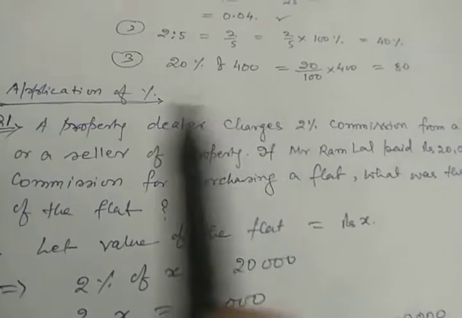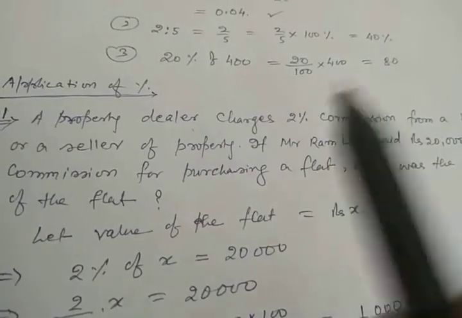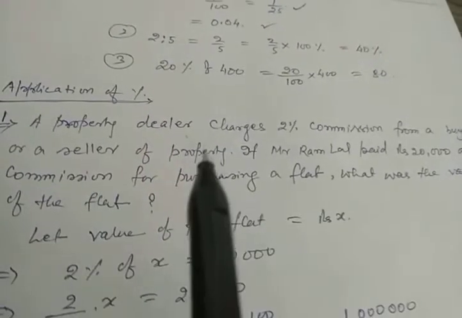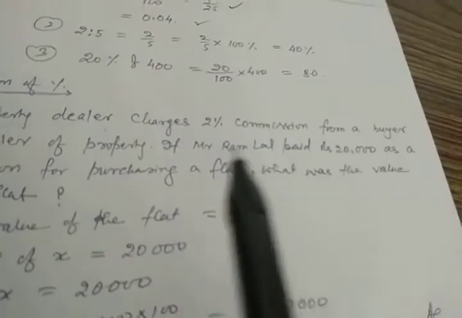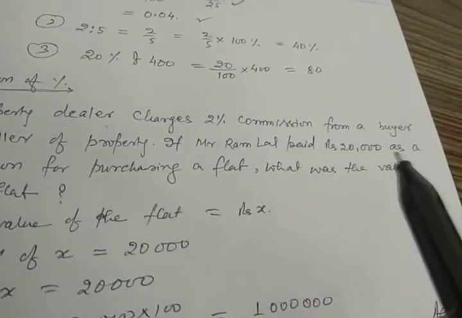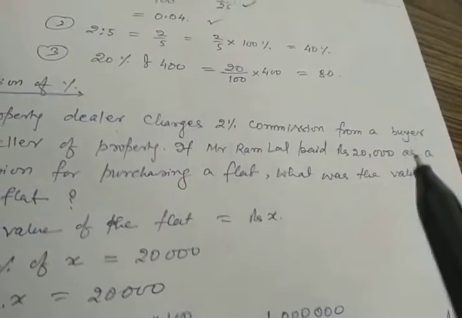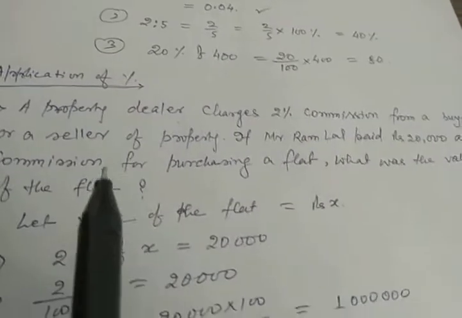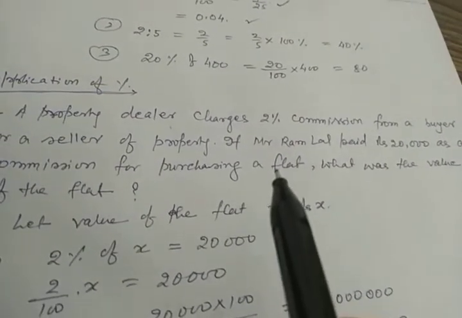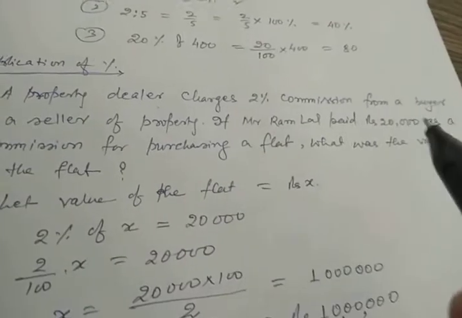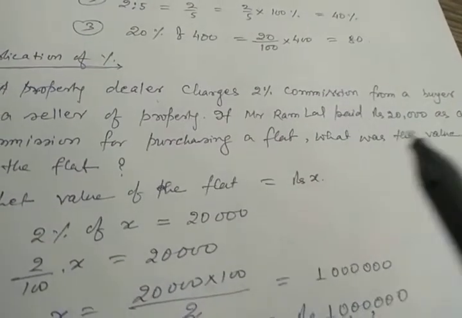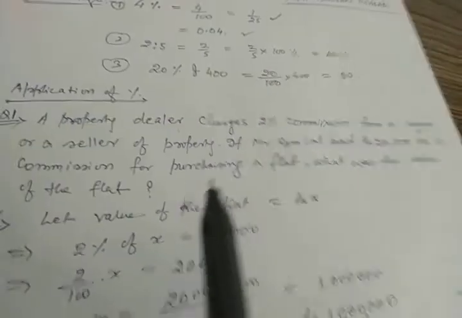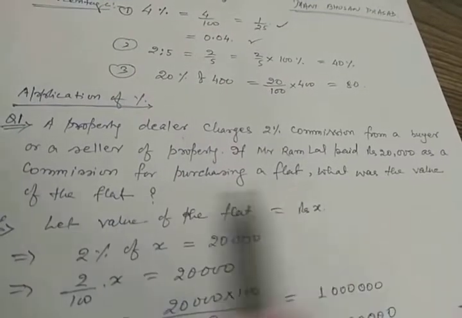I mean, this property dealer charges 2% commission either from the seller or from the property holder who has purchased. Now, if Mr. Ramlal paid rupees 20,000 as commission, is it clear? Ramlal has paid 20,000 as commission for purchasing a flat. He has purchased a flat and he has paid commission. 20,000 is the amount of commission. Now the question asks: what is the value of the flat?